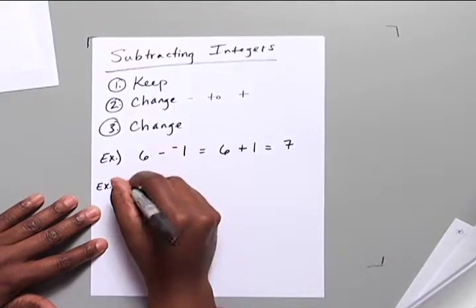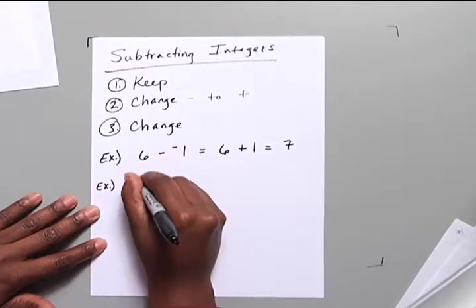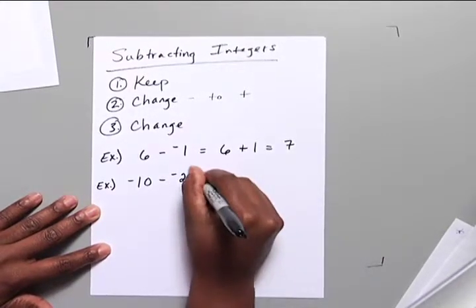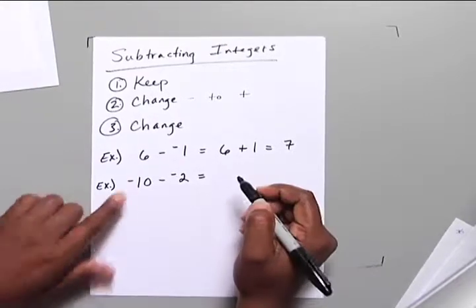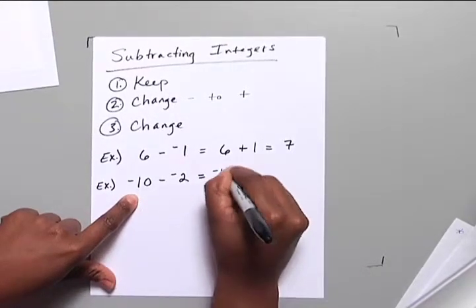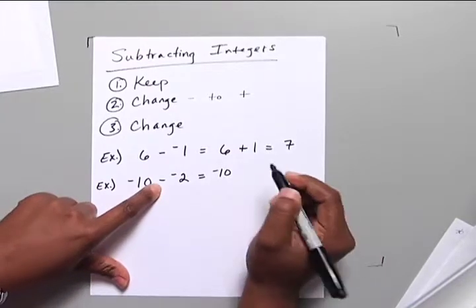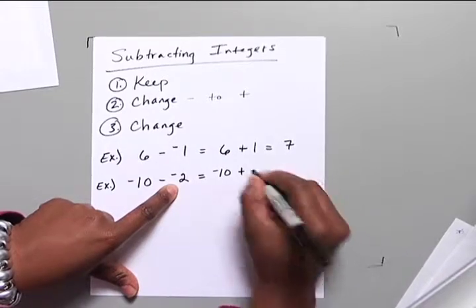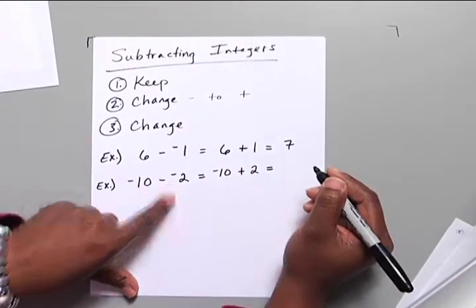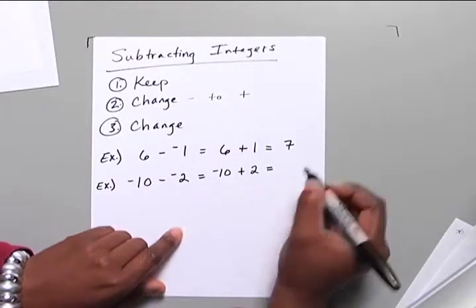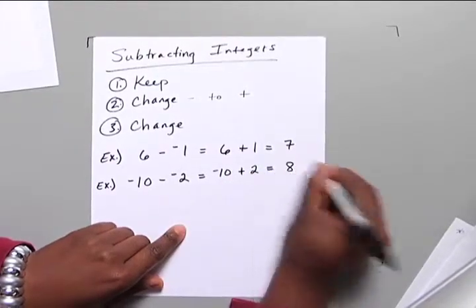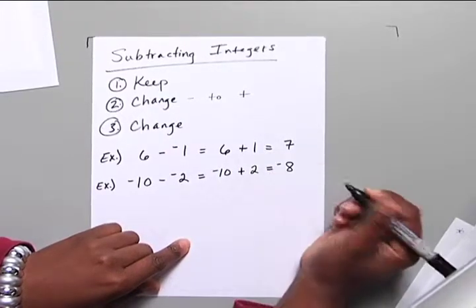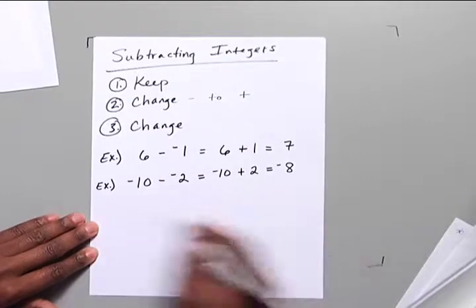Another example, we can have a -10 minus a -2. Again, we're going to keep the first number the exact same, so a -10. We change the subtraction to an addition sign, and then we're going to change the -2 to a +2. The rule says different signs subtract. 10 minus 2 is 8. And take the sign of the higher number. The higher number here is 10 and it's negative, so it's going to be a -8.